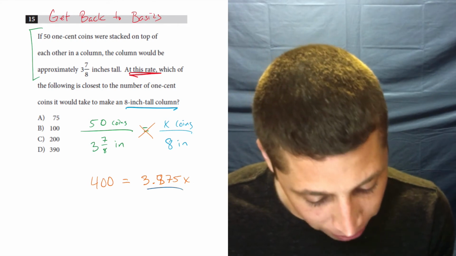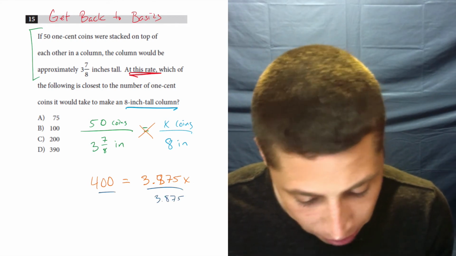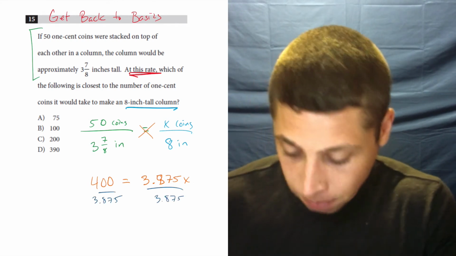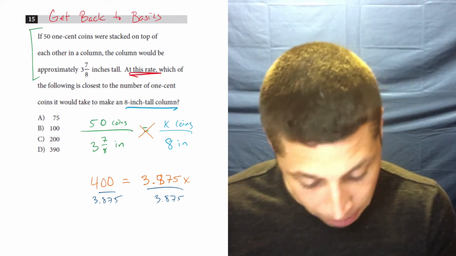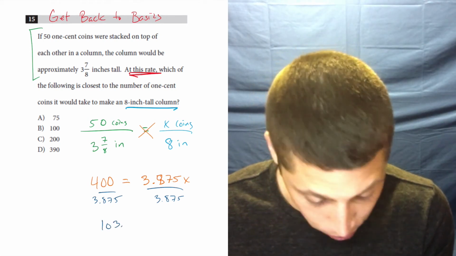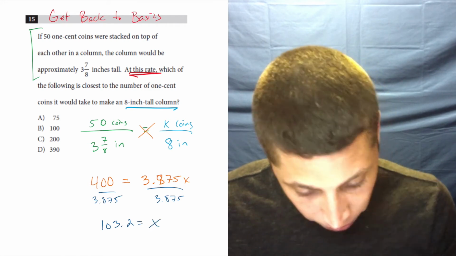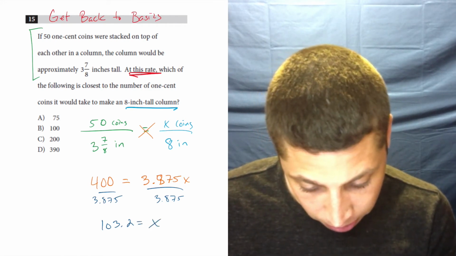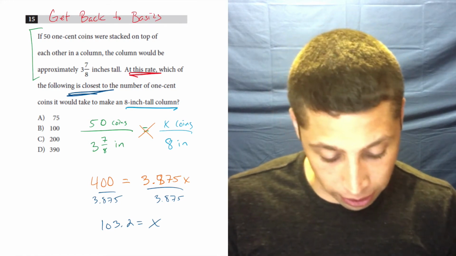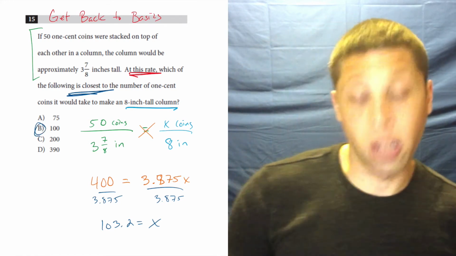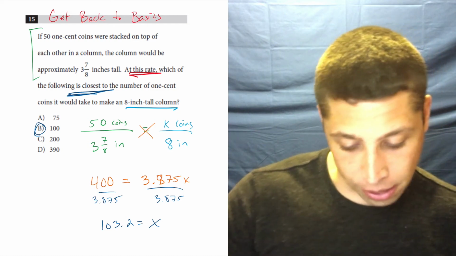Let's get x by itself, 3.875 divided into both parts. 400 divided by 3.875 is a messy number, 103.2. But luckily they say which of the following is closest, so we're not really looking for anything exact. So 100 is definitely the closest, and that's the answer.